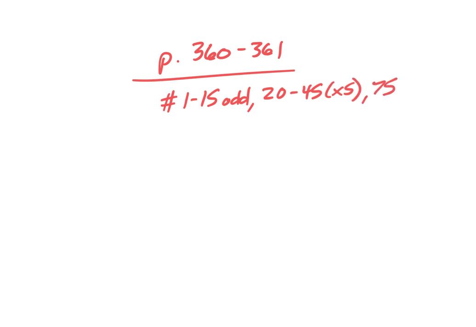Okay, so the first 15 are just the odds, and then starting at 20, we're going by 5s, and then 75 at the end. A lot of these are just rewriting it, like we've talked about, not necessarily solving it. Just pay attention to the directions that you've got on there.